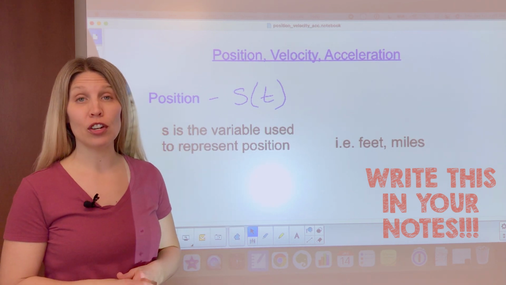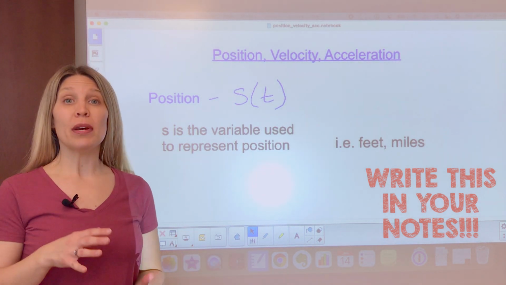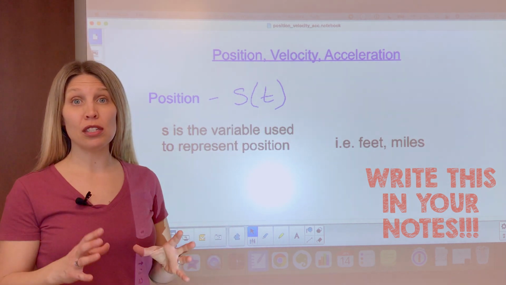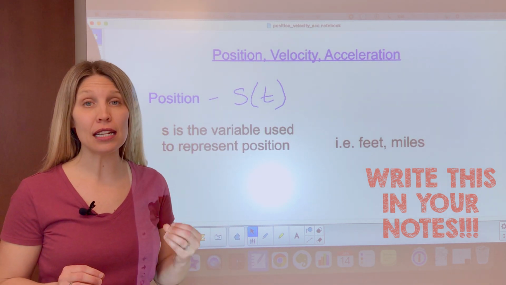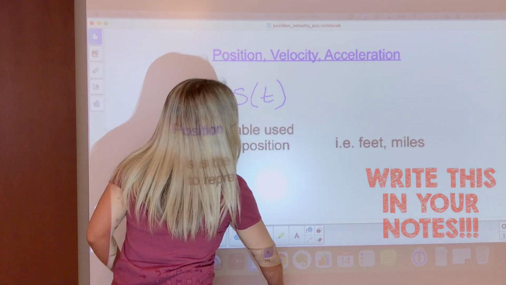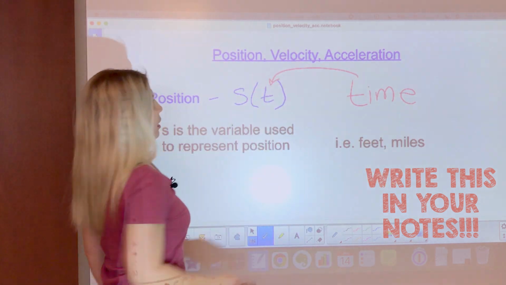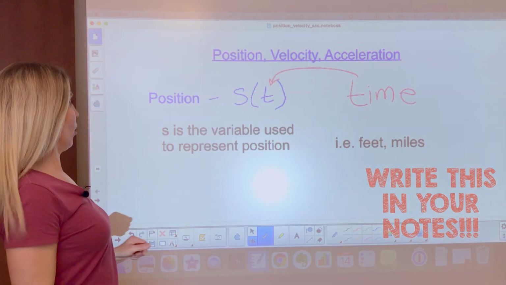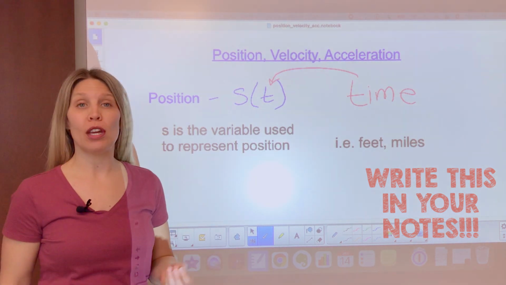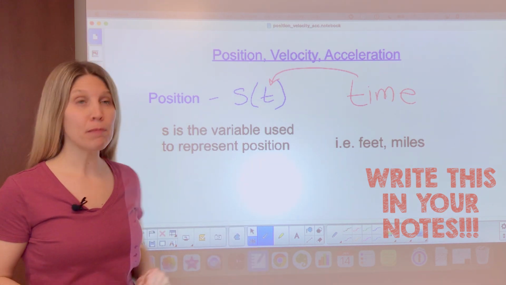So first thing you have here is position. And what do you need to know about position? Position is noted by the variable s(t), with t in parentheses. T stands for time. So if you're not sure about that, make sure you get that in your notes. In fact, I'll make sure to note that the t is representative of time. S is used to represent position, and we're talking about things like feet, miles, that show distance.